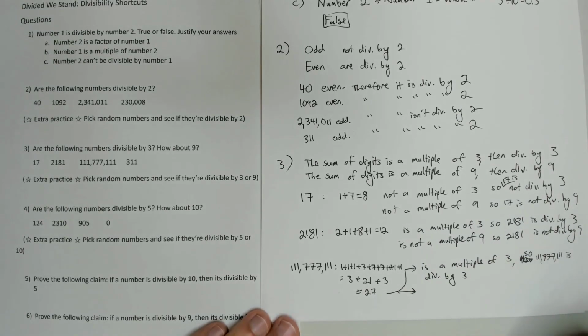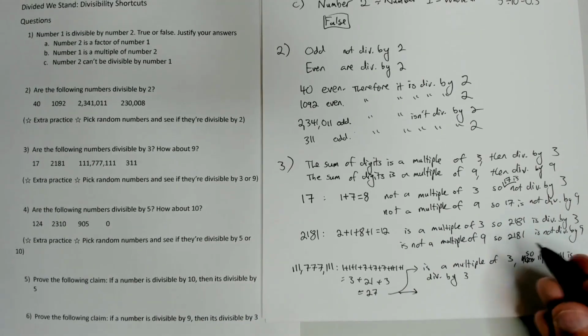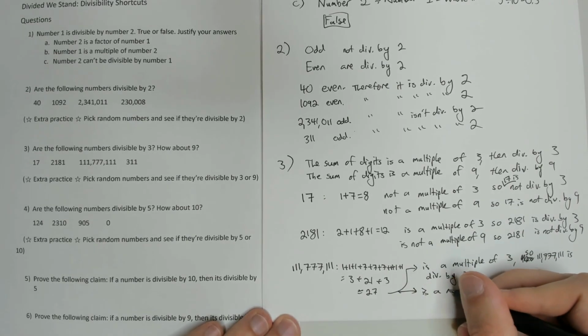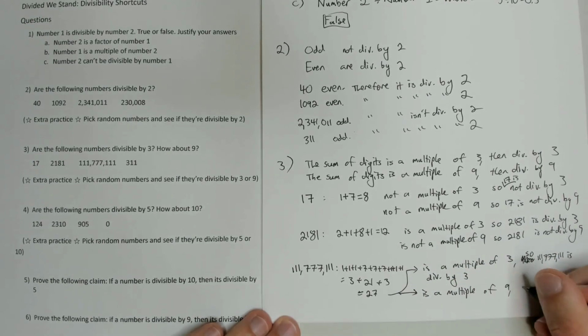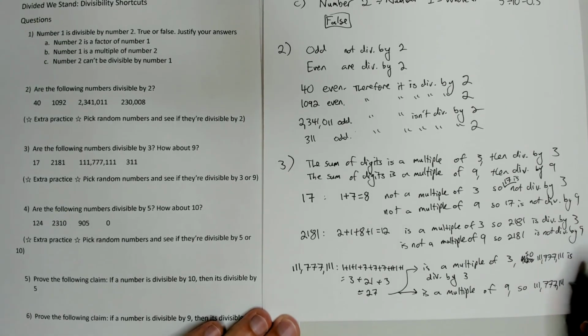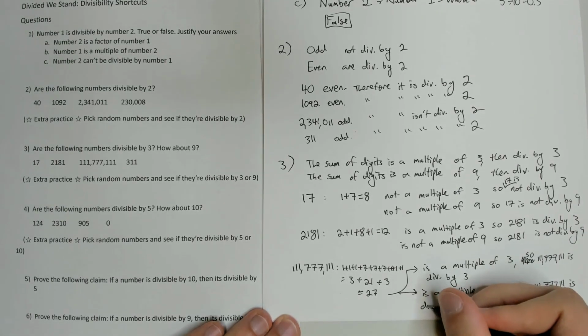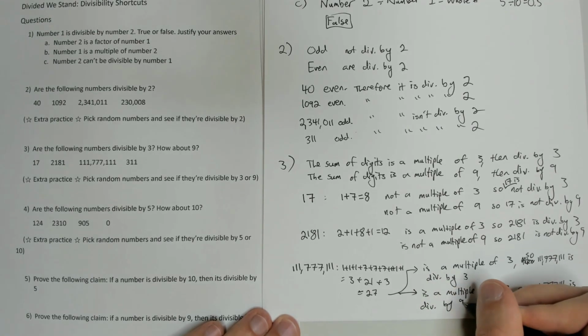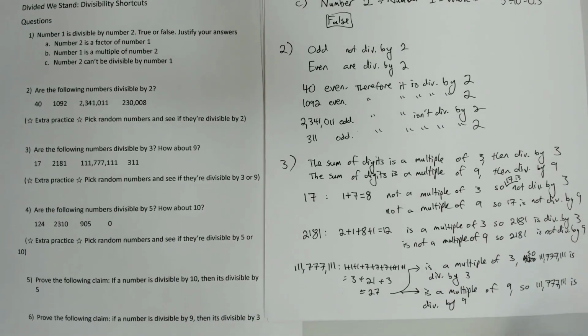And 27, is that a multiple of 9? Yeah, 9 times 3 is 27, right? So this is a multiple of 9. So 111,777,111 is also divisible by 9. So we have a number here that's divisible by both 3 and 9. So that's pretty nice. And let's look at the last number.